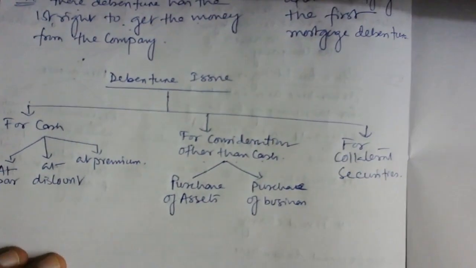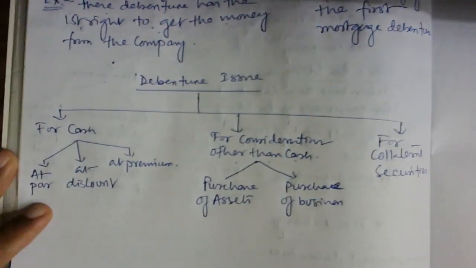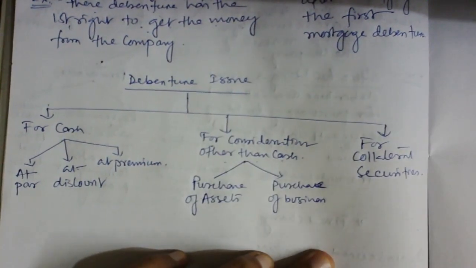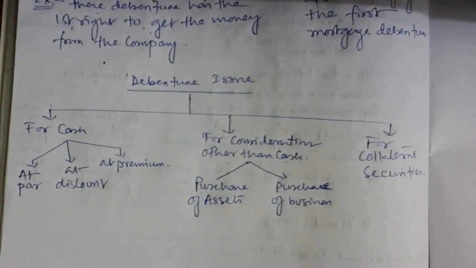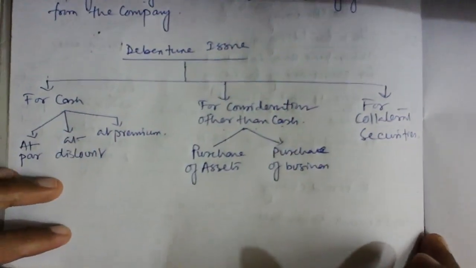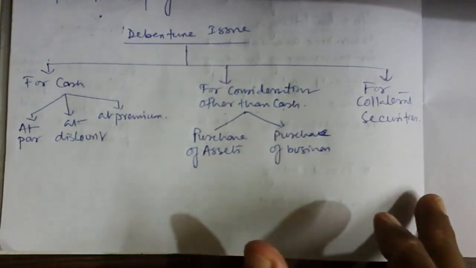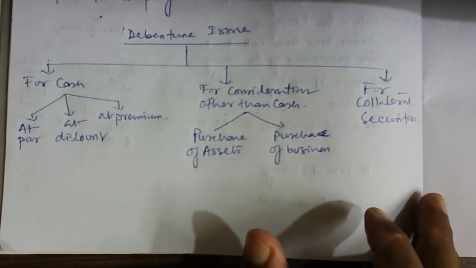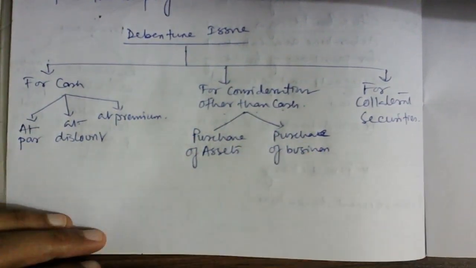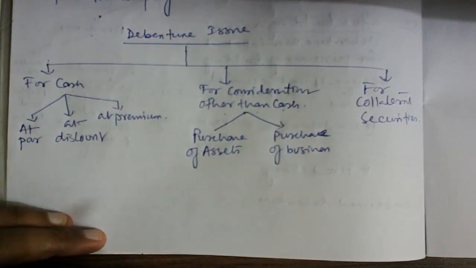So this is the fundamental with respect to the debenture. So debenture is issued either in cash, or for consideration other than cash, or for collateral security. These three ways we have to issue the debenture. Now see, when we are going to discuss, the most important part we need to discuss is that debenture will be issued with respect to the raising of money, and definitely in today's world all the debentures are redeemable.